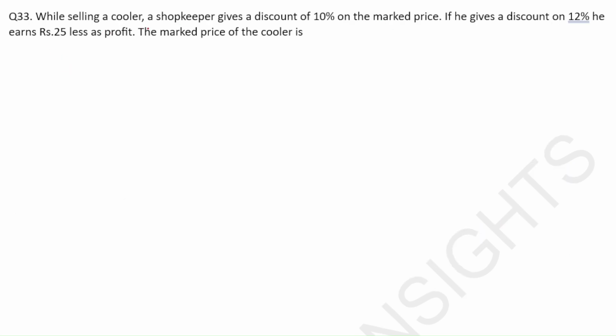While selling a cooler, a shopkeeper gives a discount of 10% on the mark price. If he gives a discount of 12%, he earns 25 less profit. So we have to find the mark price. So mark price means 100%, right? Mark price is 100%. So in this question, the shopkeeper gives a discount of 10% on mark price. And if he gives a discount of 12% on mark price, then he is getting how much? Rupees 25 less. Okay, yes or no?